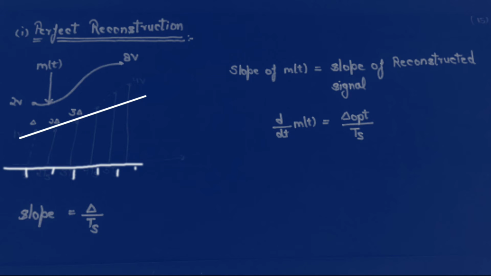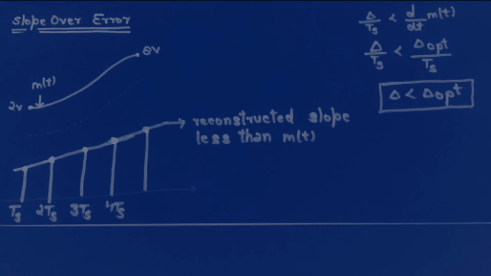If the signal is here and it travels to 2 del, then the change in amplitude is del, and to travel from del to 2 del, it takes Ts units. So the slope of the signal is del by Ts, and for the proper reconstruction, this del value is del optimum. So if the differentiation of the transmit signal is the same as d-opt by Ts, then the signal is perfectly reconstructed.